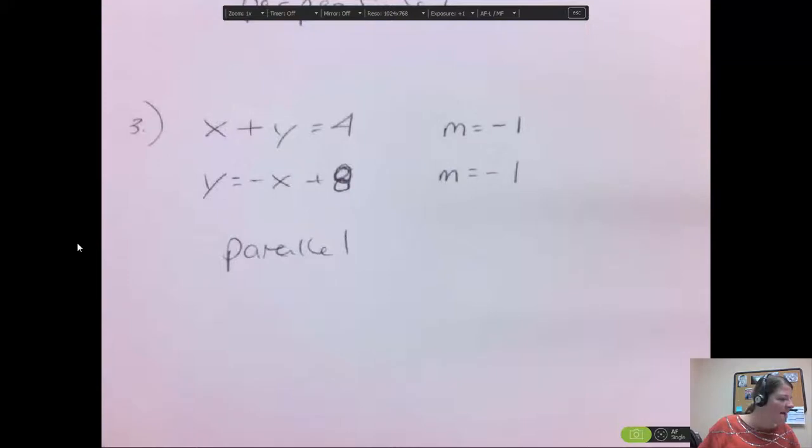Okay, so that's kind of the idea of the slopes and looking all the way through parallel lines and perpendicular lines. Don't make slope hard. It's just a number that you find that tells you something about a line.